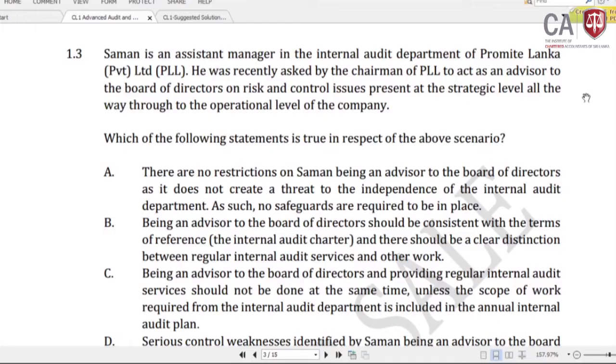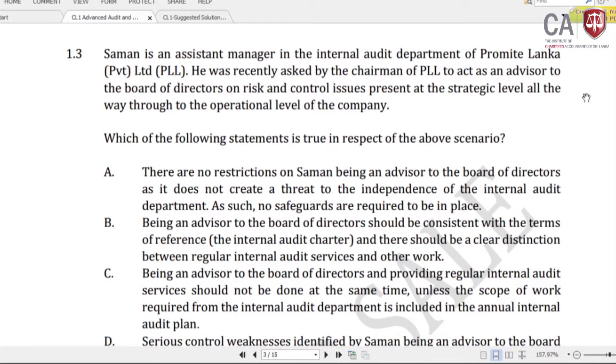C, being an advisor to the board of directors and providing regular internal audit services should not be done at the same time unless the scope of work required from the internal audit department is included in the annual internal audit plan. Wrong. So it can be done. There is no such big restriction.